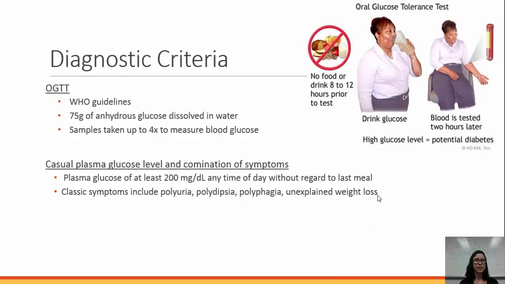Okay, the oral glucose tolerance test is supposed to be carried out according to the guidelines of the World Health Organization, and it entails dosing a known amount of glucose, that is 25 grams of anhydrous glucose in water, and then taking a sample from the patient at various times over the next few hours. And then finally, we have the casual plasma glucose that I just talked about. So some of the classic symptoms that may accompany that for diagnosis are the polyuria, polydipsia, polyphagia, and unexplained weight loss.